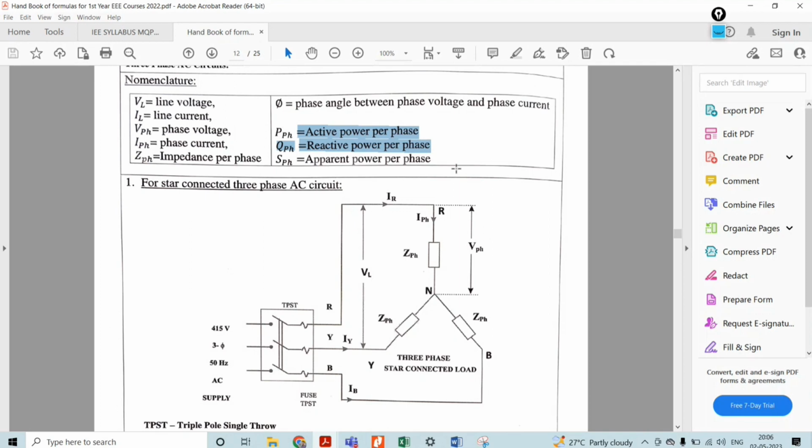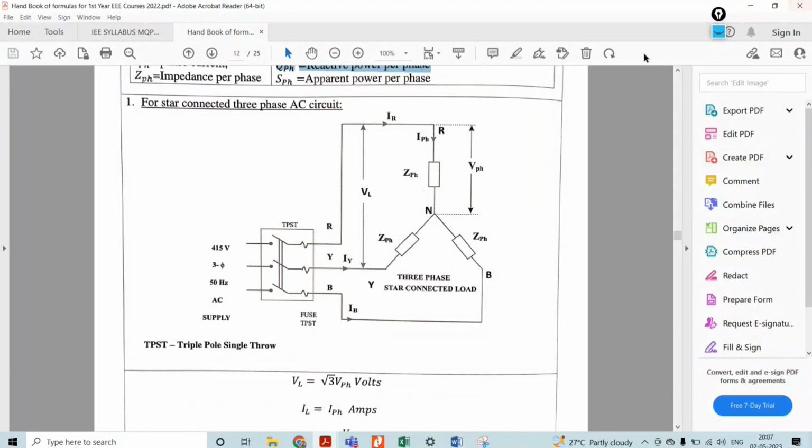PH represents per phase. Keep this in mind. P is active power, Q is reactive power, S is apparent power. Okay, what is star connection?